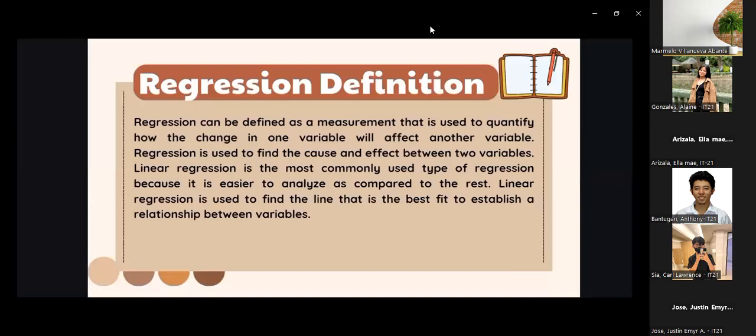So next is the regression. Regression can be defined as a measurement that is used to quantify how the change in one variable will affect another variable. Regression is used to find the cause and effect between two variables. Linear regression is the most commonly used type of regression because it is easier to analyze as compared to the rest. Linear regression is used to find the line that is the best fit to establish a relationship between variables.